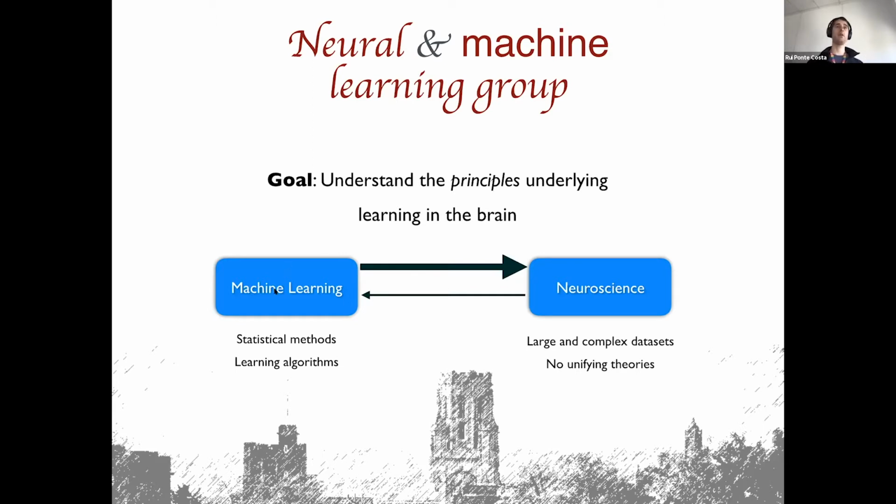So on the machine learning side, we have powerful statistical methods and powerful learning algorithms that we try and use in neuroscience to both understand large and complex data sets that are increasing in complexity with the new techniques that are arriving, as well as trying to address the lack of unifying theories in the field. Our research is mostly on this direction, from machine learning to neuroscience, but hopefully once we do this mapping, we can use some neuroscience insights to inspire new machine learning algorithms.